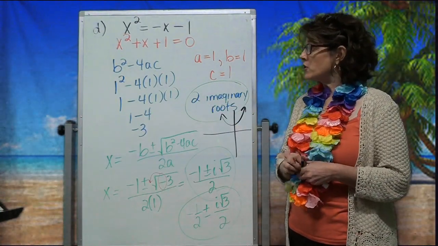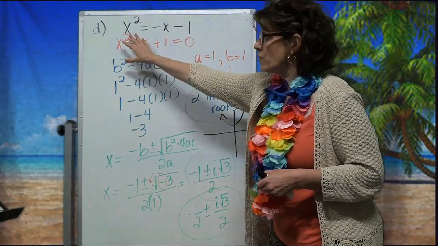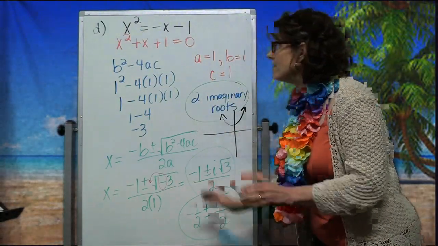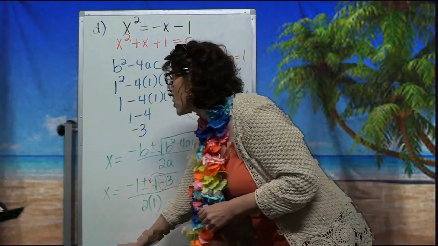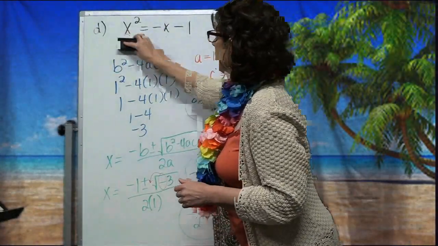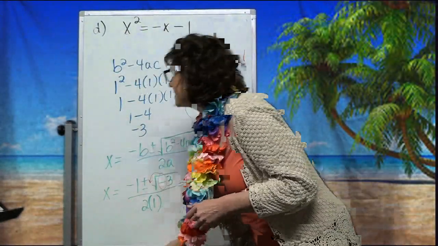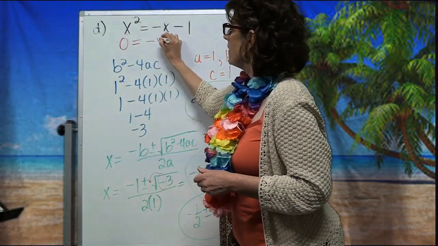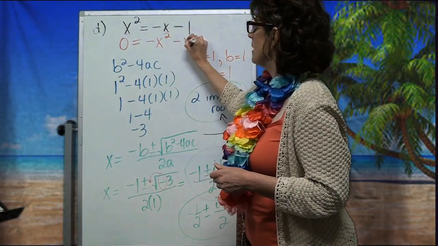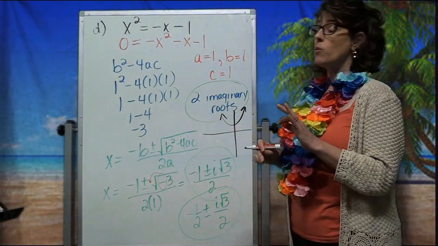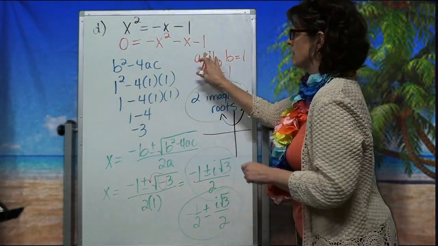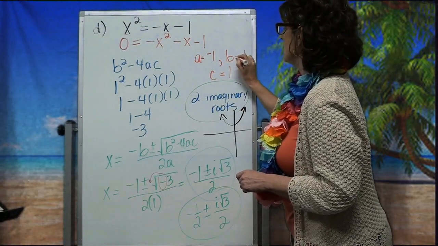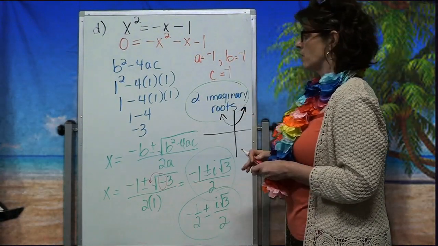Now, I did want to point out to you, remember I said it doesn't matter if you slide all this over here or slide all this over here. Let me show you what would happen if you decided to slide it all over to the other side. This will be quick and easy. So what would happen in that case is I would get a 0 on this side. When I slide this over, it becomes negative x squared minus x minus 1. And then what happens is all of these become negatives. So my a is a negative 1, my b is a negative 1, and my c is a negative 1.